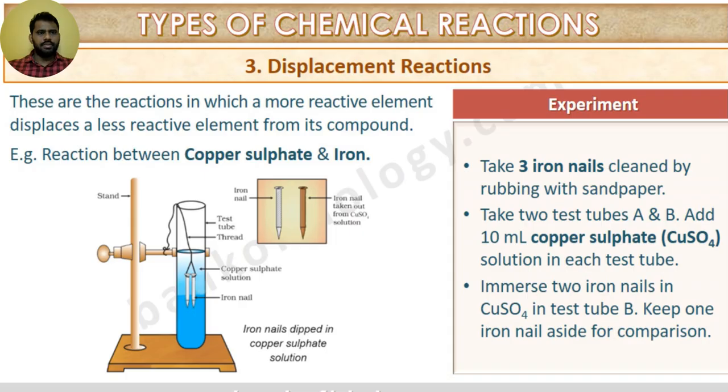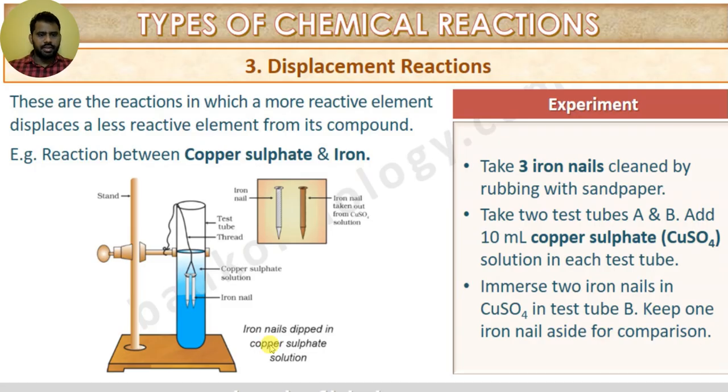These are the reactions in which a more reactive element displaces a less reactive element from its compound. As I already told, this reaction involves a reaction between a compound and an element. The other element is more reactive than one of the elements in the compound and it displaces it. We take a very important example of a copper sulfate solution and iron.